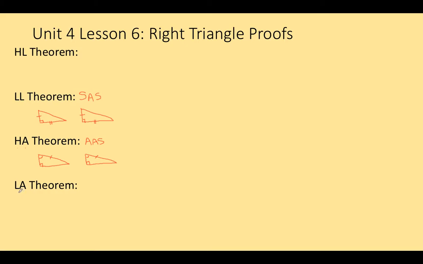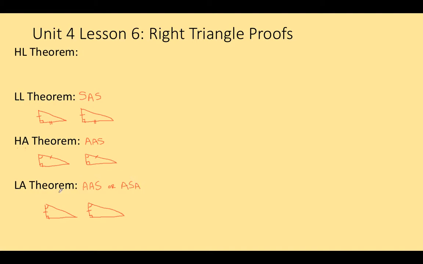The final one, the LA theorem, the leg angle theorem. Again, we'll draw out 2 little right triangles. And, well, we got one of the angles and one of the sides. We can kind of pick whichever one we want. But you'll see that this one could either be the angle side, or it could be the angle side angle. If I pick this one as my side, then it would be angle side angle. If I had picked that one, it would have been angle side. So this one is a little bit flexible. It's either angle side or angle side angle.